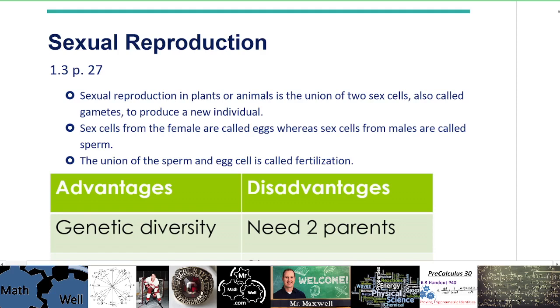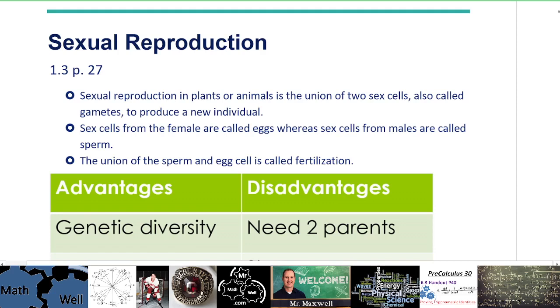Okay, so on page 27 is the introduction to sexual reproduction. We just got finished talking about asexual reproduction, where two parents are not needed to produce offspring, but only one. In the cases of plant life, a lot of plants, some insects, and even some reptiles, snakes and lizards, there is a way that cells and organisms can reproduce without the mating of parents. But sexual reproduction is where plants and animals reproduce by the union of two sex cells.